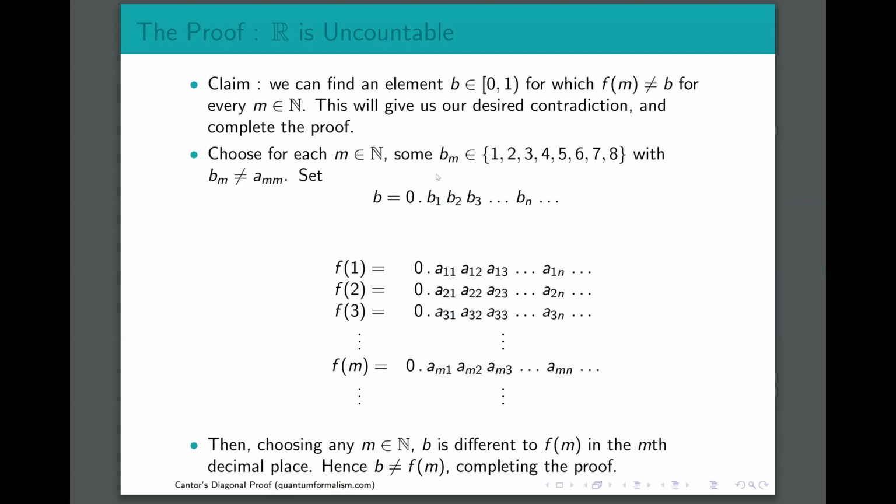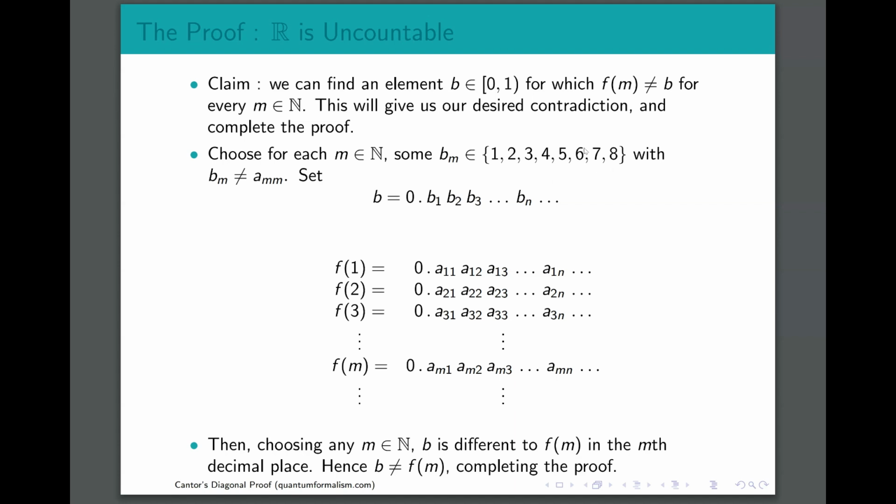Now, some of you might be wondering why the decimal places b_m of b are not allowed to be 0 or 9. Why would I only make this range from 1 to 8? Well, the fact is that decimal expansions actually are not unique. There can be one number which has two decimal expansions. For example, 0.19999 recurring is equal to 0.2.